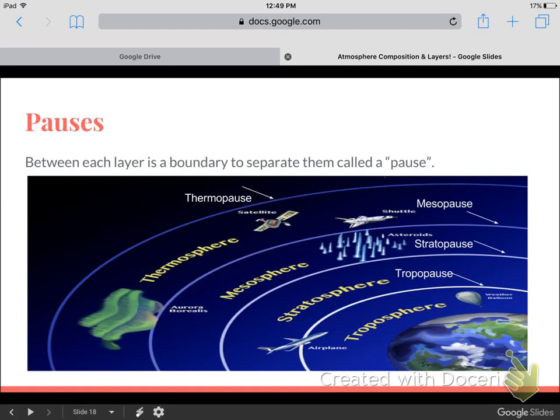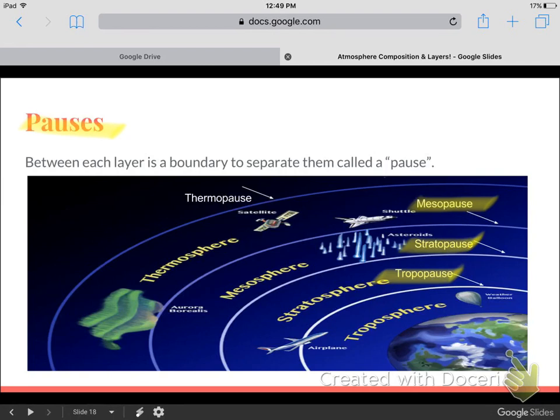The last thing we need to talk about are the different separations between the layers. There are things called pauses. Between each layer is a boundary that separates them called a pause. The one from the troposphere to the stratosphere is the tropopause. From the stratosphere to the mesosphere, stratopause. From the mesosphere to the thermosphere, mesopause. So you can see the prefixes in each of the words that separate the next couple of layers as you go up.